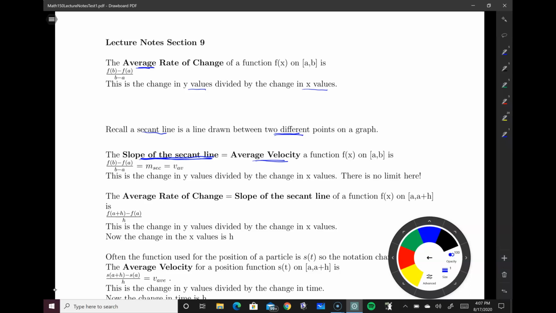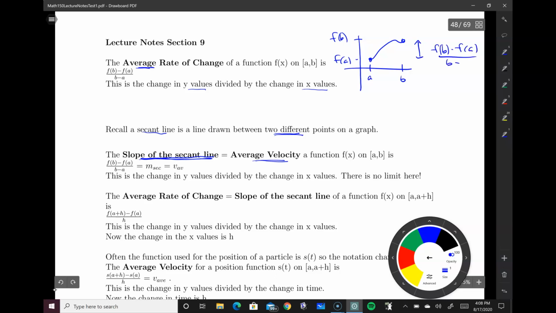So we can use f of b and f of a. So let me just give a little picture here, a and b. So the function here to here, this would be f of b, this would be f of a. So the change in the y values, f of b minus f of a, all over b minus a, which would be the change in the x values, right? So that's a representation of this, and that's what we've seen before, the slope of the secant line.